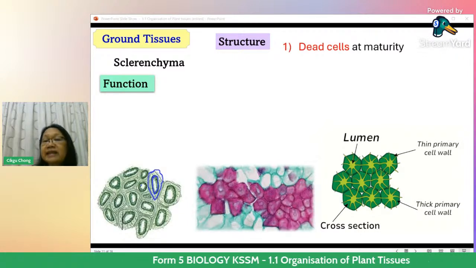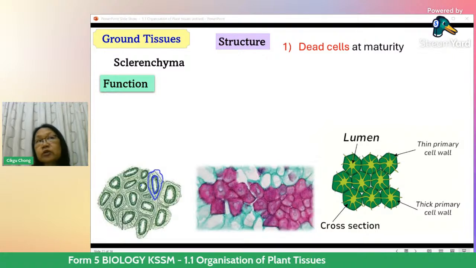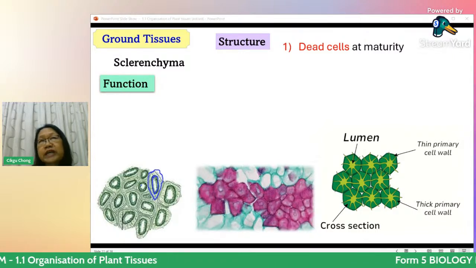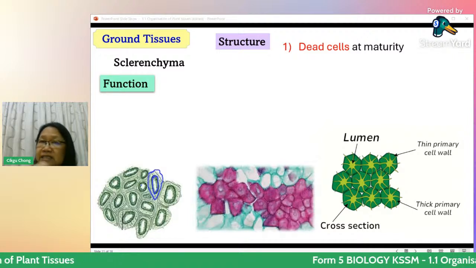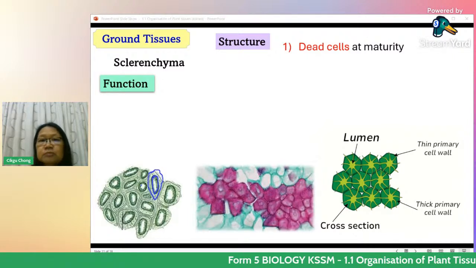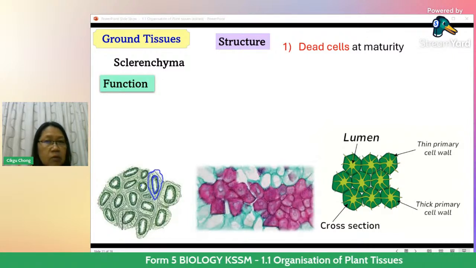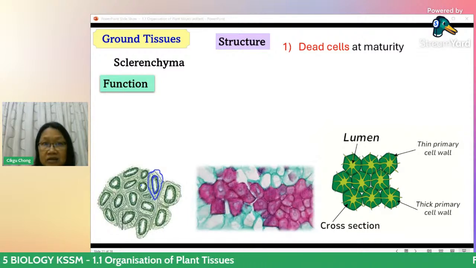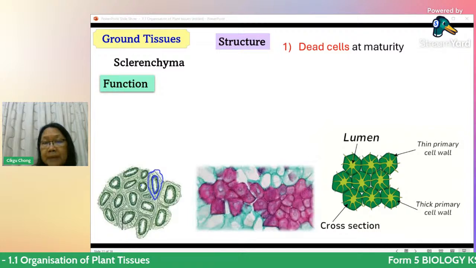They are dead cells actually. So there's no cytoplasm, there's no nucleus there. The cell is mostly all dried up. But why is it still there? It is still there because it has a very thick cell wall. It can give structural support. It can give mechanical strength to the plant.